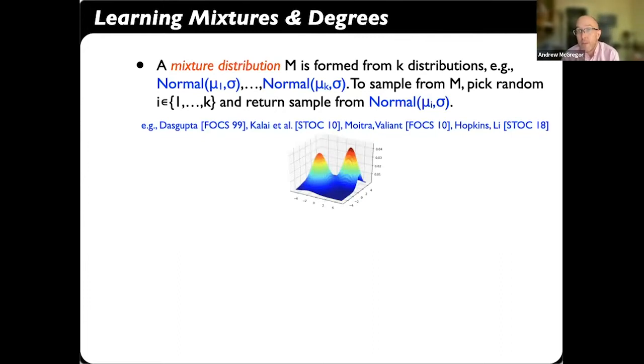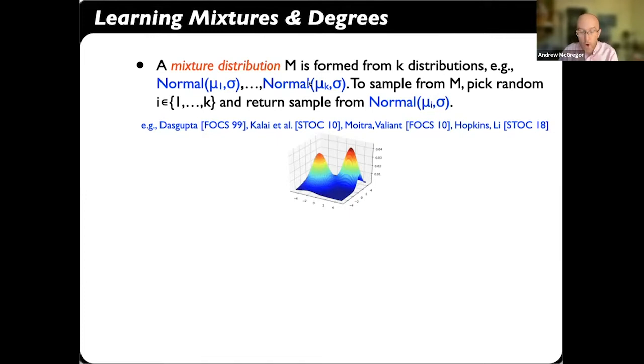So a mixture distribution M is formed when you've got k component distributions, for example, k different normal distributions with different means, maybe with the same or different variances. A sample from a mixed distribution is formed by picking one of these k components uniformly at random, and then returning a sample from that particular distribution.